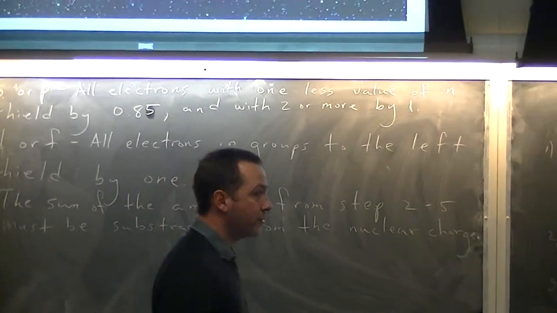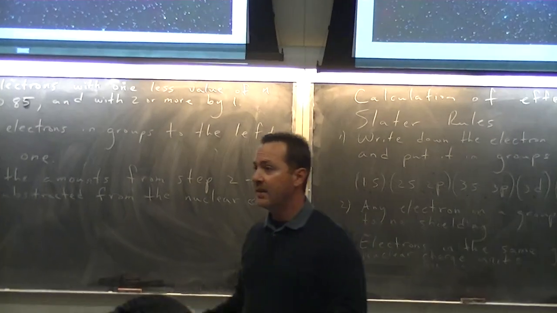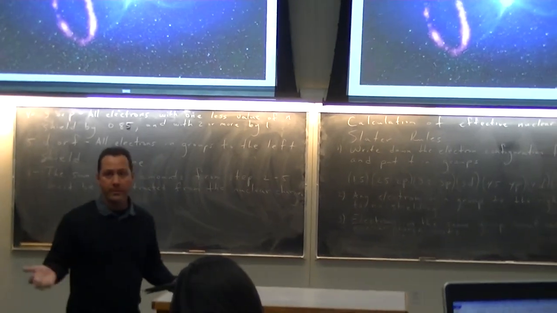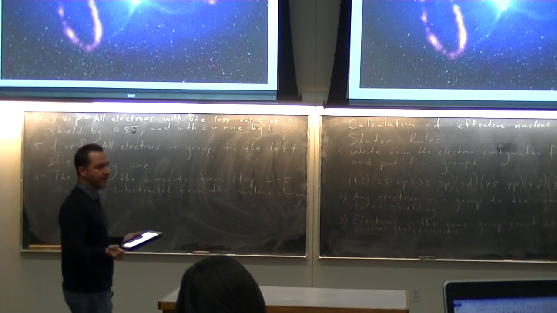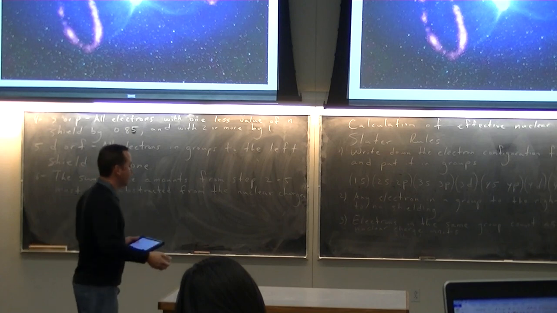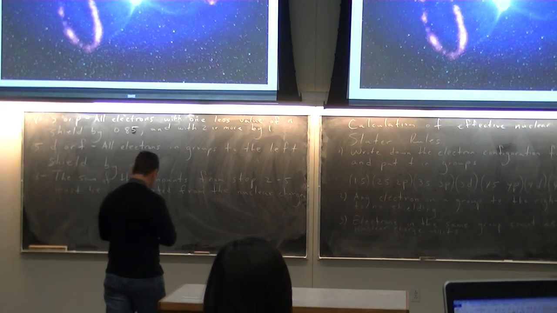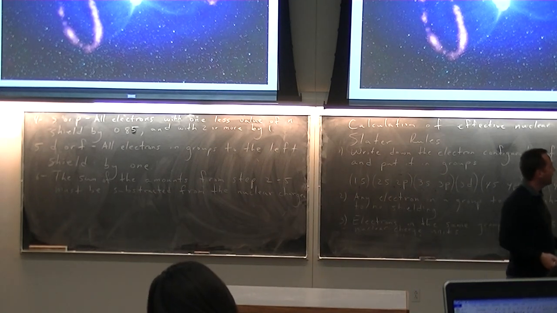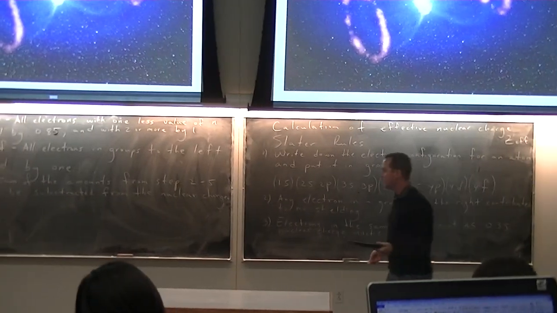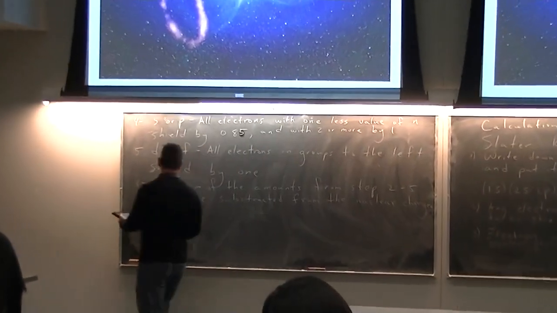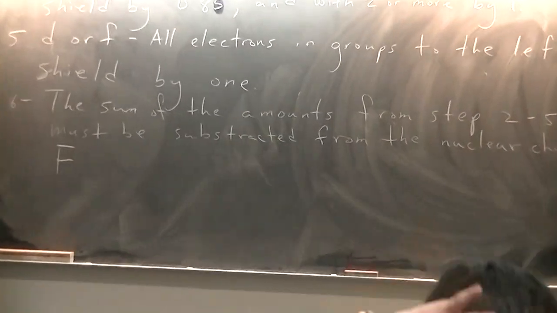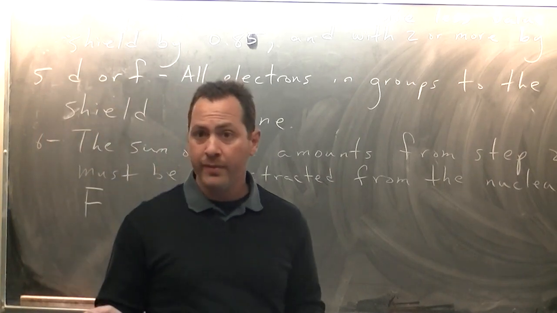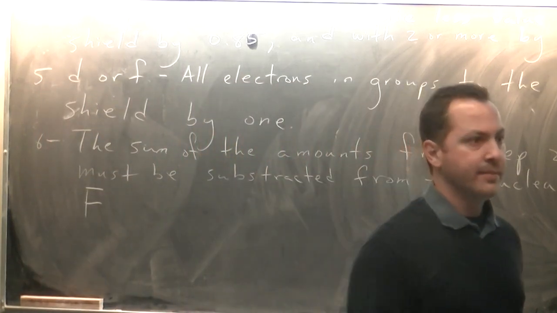And with those 6 rules, you should be able to estimate the effective nuclear charge of basically any electron, or the effective nuclear charge that any electron feels, if I tell you what electron. So let's do an example. Let's take a simple atom, like for example fluorine. If I tell you to calculate the effective nuclear charge of an electron in the valence shell of fluorine.